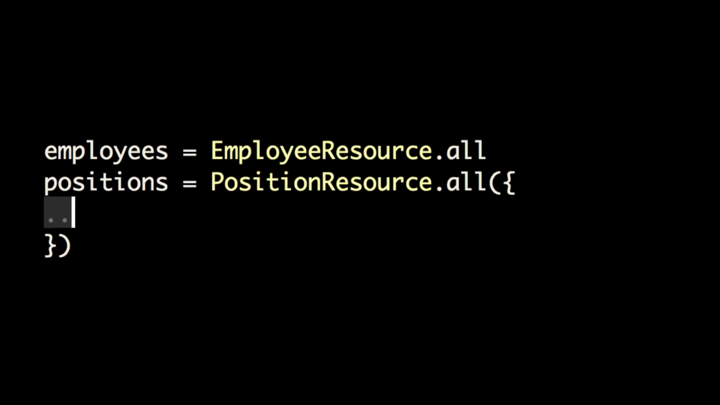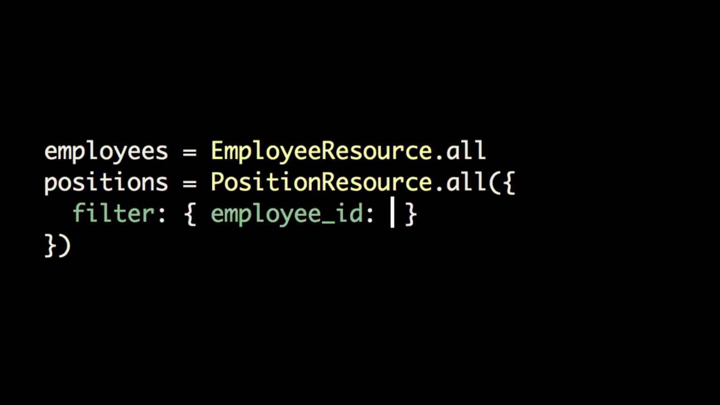The premise is similar to .includes with Active Record. Fetch all the employees, then fetch all positions with an employee ID in that list.